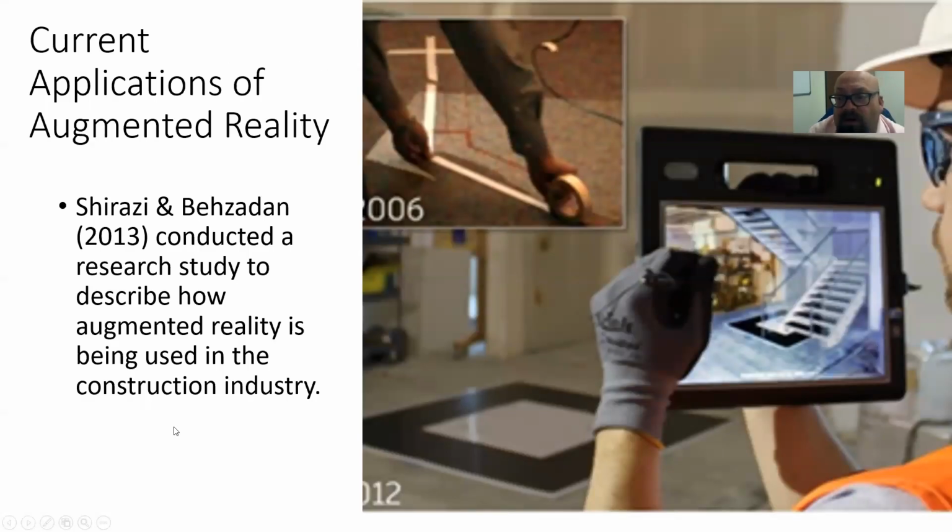Okay, so augmented reality is also used in the construction area. Shirinzi and Bahazadin conducted a study in 2013 that described how augmented reality is being used in the construction industry. So this person right here is using augmented reality to show how a project could be built. In this picture, this construction worker is using augmented reality to show how the stairs would be in a future project, to showcase how they would build this staircase and other projects around this area.